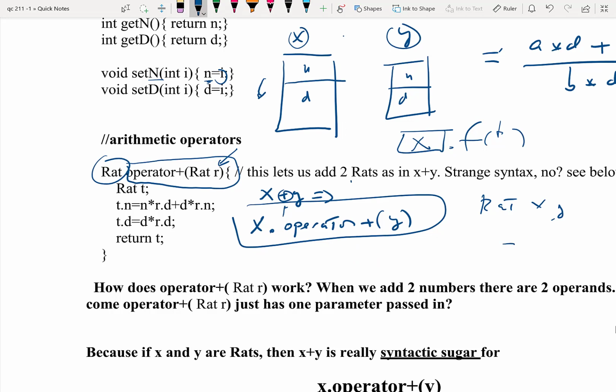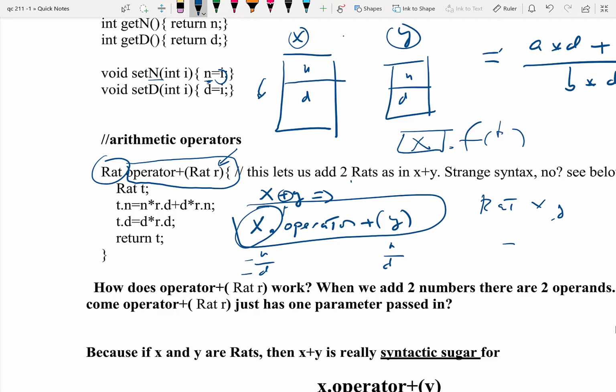Now, this x has a numerator and a denominator, and this y has a numerator and a denominator. So here is the rule in C++. What are the data members of my rat class? There are only two data members, the n and the d. If I want to refer to the data members of my class in a member function, I just use them directly. So if I want to talk about n, I just say n. If I want to talk about d, I say d.